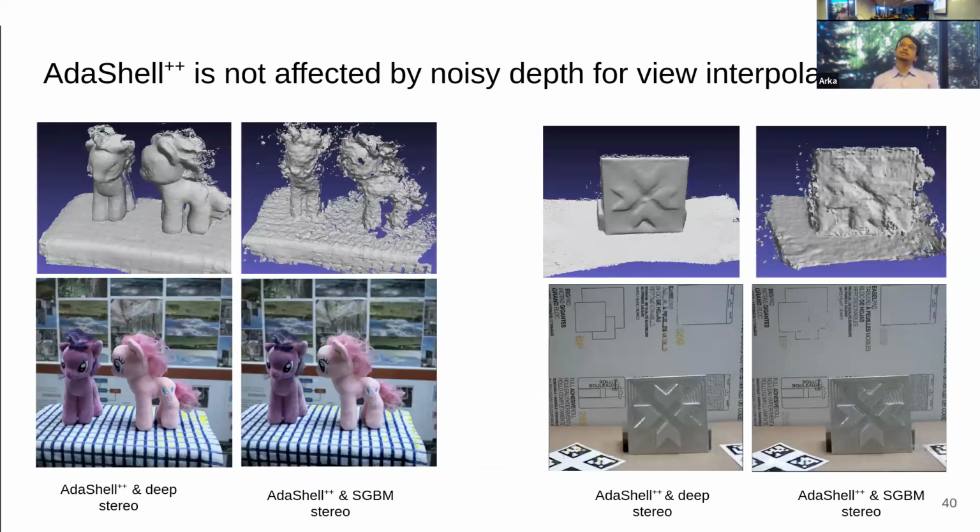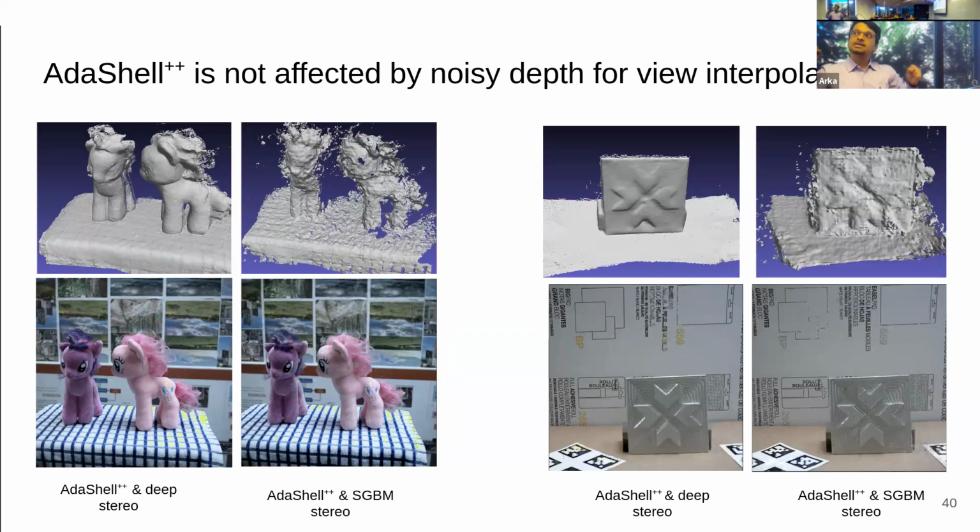Our method AdaShell is not affected by noisy depth for view interpolation. To validate this claim, we perform the following experiment. We have two kinds of depth at our disposal. The first depth is the very smooth depth from deep learning stereo, and the second depth is this noisy depth that we captured by using semi-global matching stereo. We didn't do any fine-tuning on the parameters. We just wanted to see what is the effect of the noise.